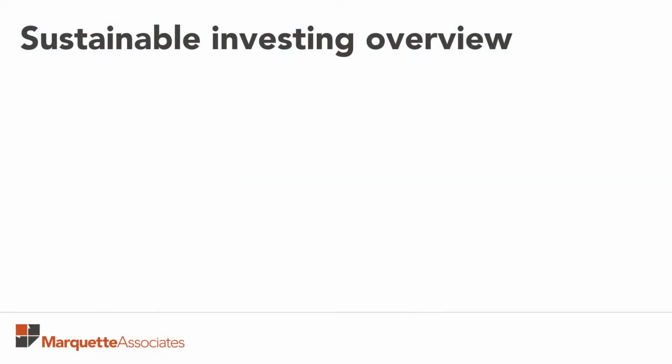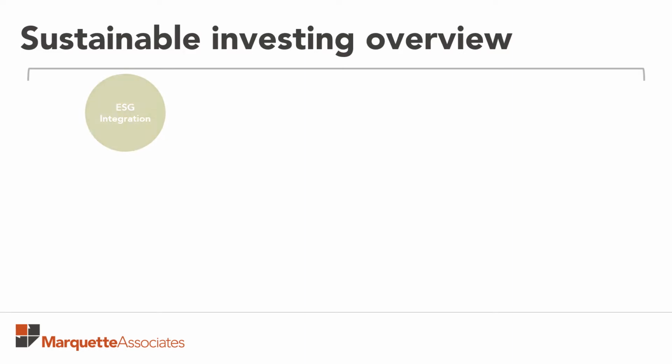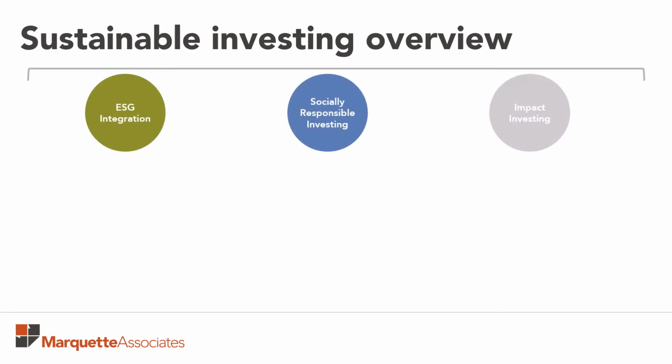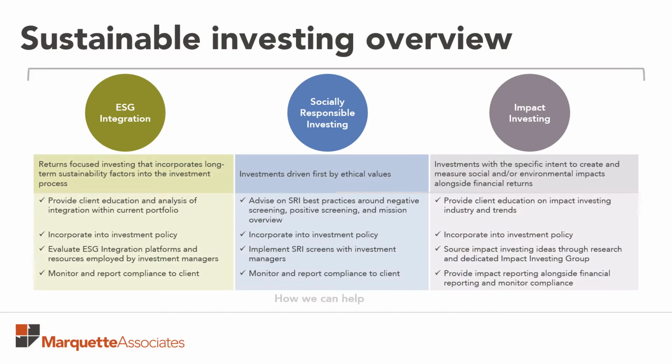In our last Sustainable Investment series, we tackled terminology and spoke in detail about the differences between ESG integration, socially responsible investing, and impact investing. If you haven't yet listened, I encourage you to start there before listening to today's series where we'll discuss implementation. For purposes of today's discussion, we will use the term sustainable investing, which will encompass all three of these investment approaches.